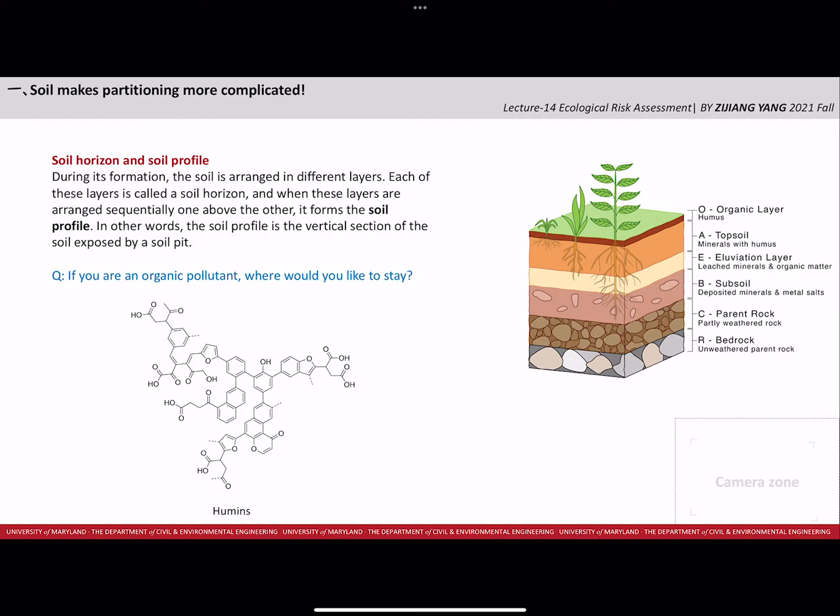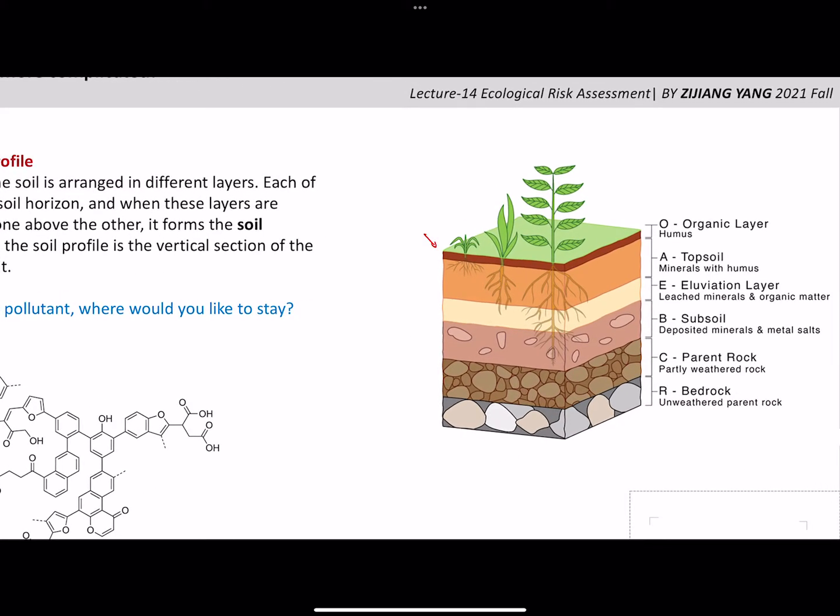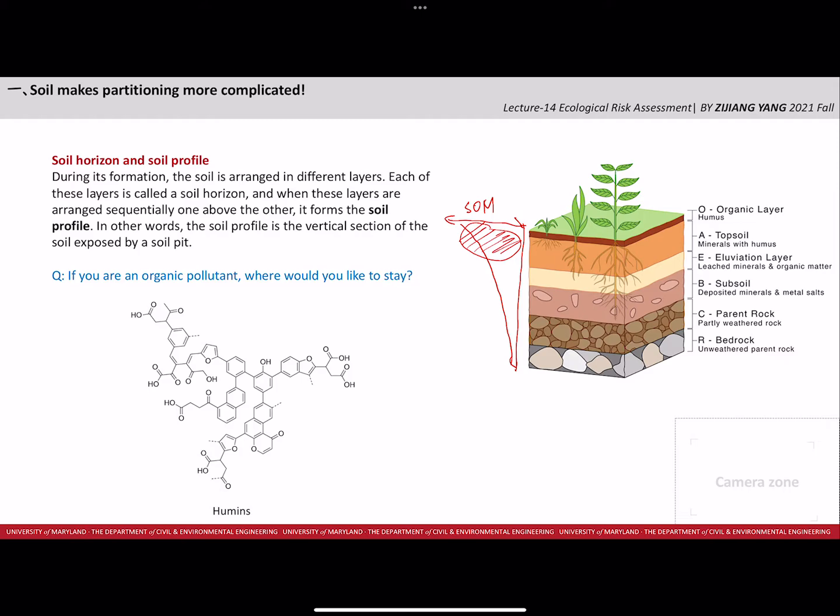So here is the soil horizon and soil profile. Based on our experience, at the very top of the soil we have lots of soil organic matter. So let's say this is the amount of soil organic matter. As we go deeper and deeper, the amount of soil organic matter decreases, which means the soil organic matter is mainly accumulated at the top of the soil. The different layers we call soil horizons, and the whole thing is called the soil profile. In other words, the soil profile is a vertical section of the soil exposed by a soil pit.